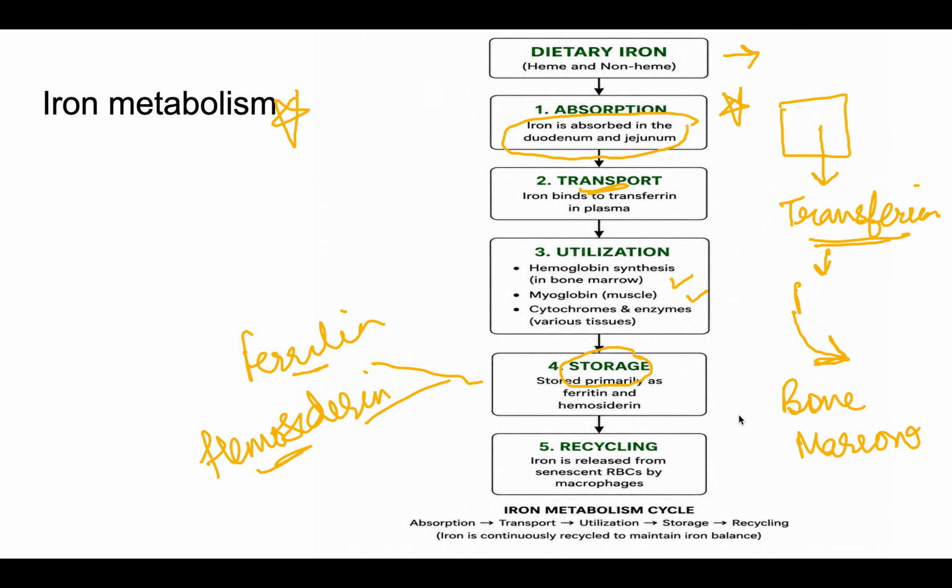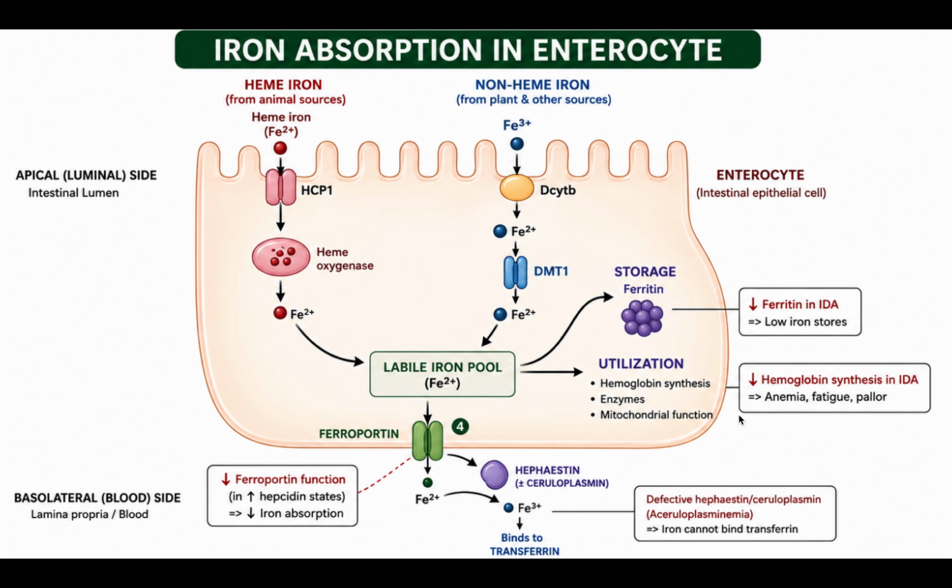So you are eating the iron, and then it is absorbed through the duodenum or jejunum, and then via transferrin in the blood it will go to the bone marrow, where it can be utilized, and some amount of iron can be stored in the form of ferritin or hepcidin. Now we will discuss in a little more detail the enterocyte, that is the intestinal epithelial cell. What is happening in the enterocyte?